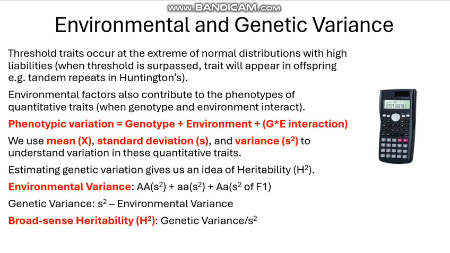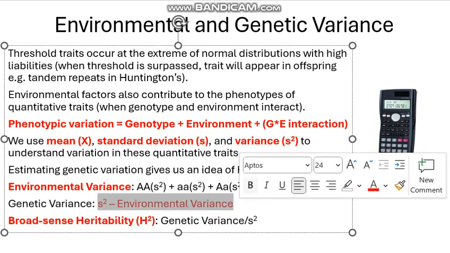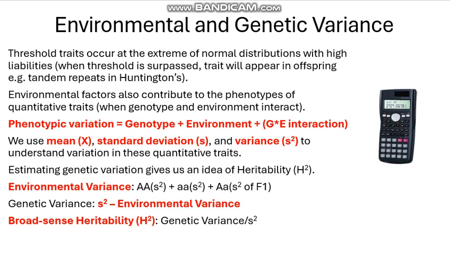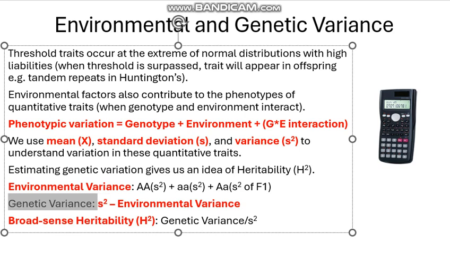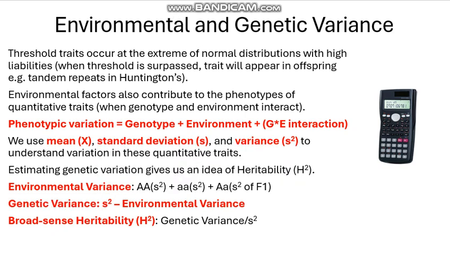Genetic variance can be calculated as the standard deviation minus the environmental variance. And then we can calculate broad sense heritability as simply the genetic variance that we've got from the standard deviation minus environmental variance, and dividing it by the standard deviation.